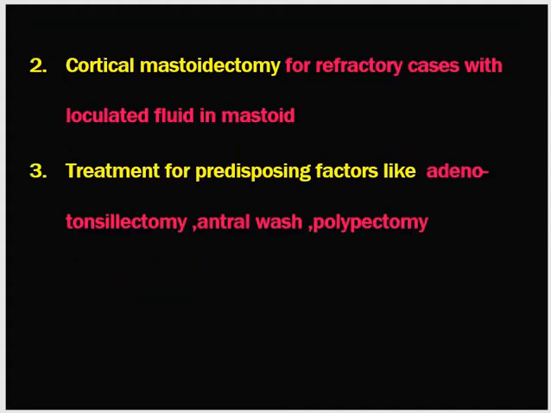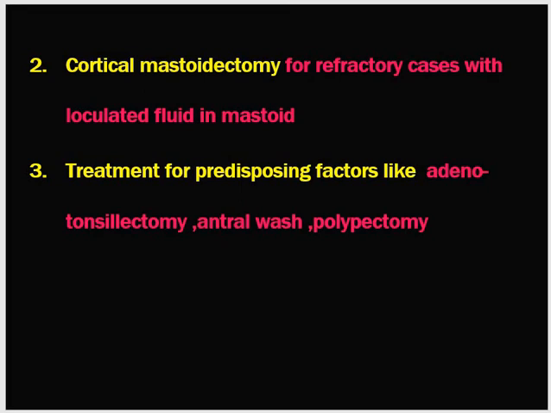Next surgery is cortical mastoid surgery for refractory cases with loculated fluid in the mastoid. As we saw in the previous X-ray, the mastoid can also be involved. There might be clouding of the mastoid cells. When there is clouding and accumulation of fluid in the mastoid, we can do cortical mastoid surgery, but this is rarely performed. The most important surgery is myringotomy and grommet insertion.